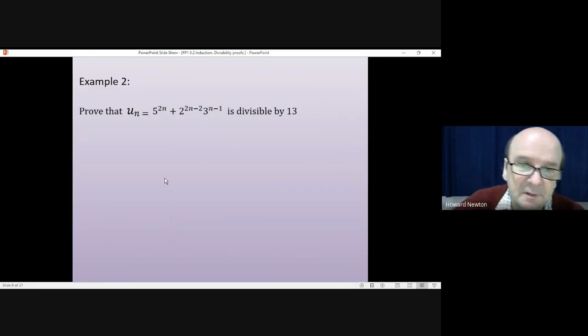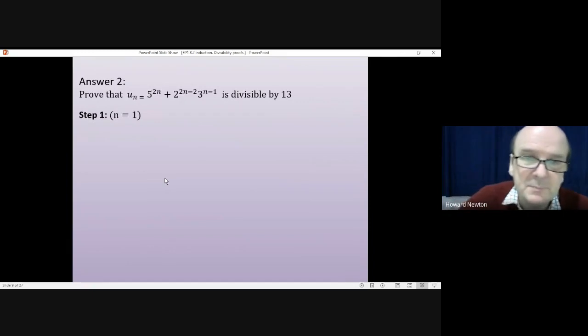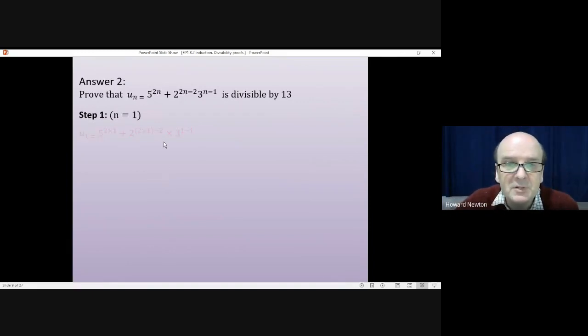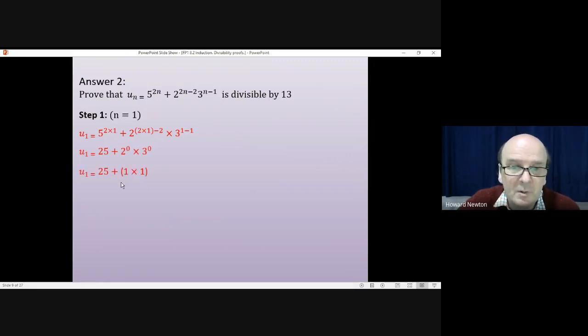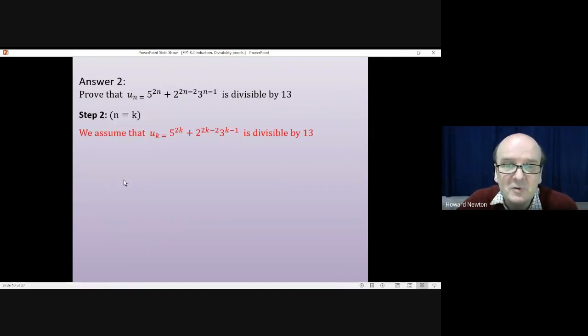Okay, we'll have a look at this one. Step 1 is putting 1 into the expression. That gives us this, which simplifies to that, which is 25 plus 1, which is 26. Is 26 divisible by 13? Yes, it is. So it works for n equals 1. Step 2 is the fairly trivial step of saying this is what we're assuming, and you just substitute k into this expression. That is our assumption.